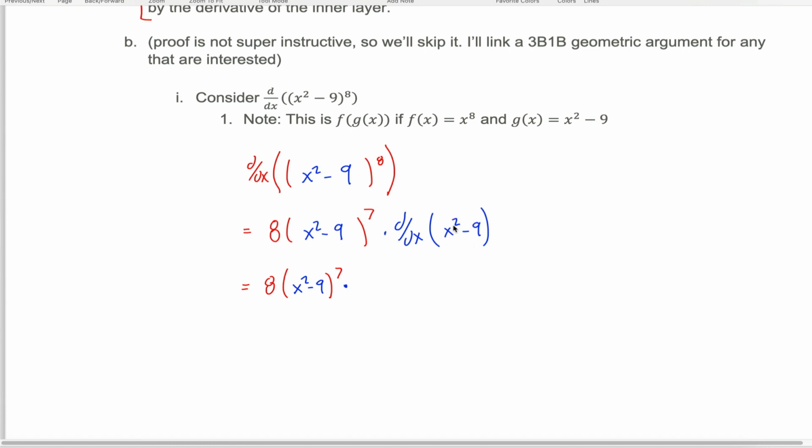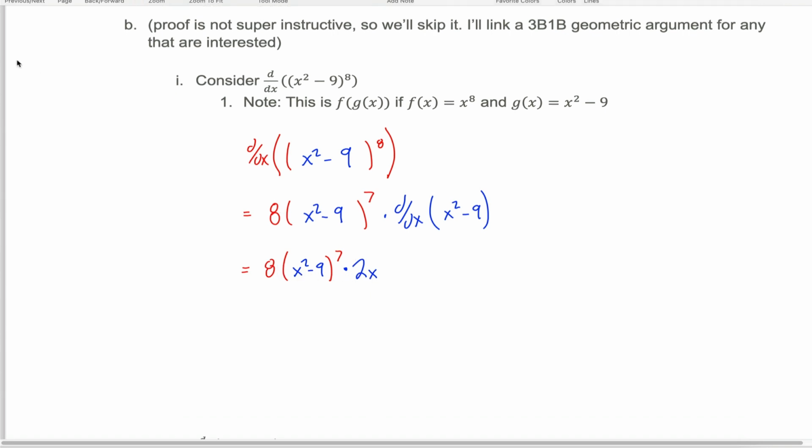The derivative of x squared is 2x. The derivative of negative 9, because it's a constant, is just 0. So the derivative of x squared minus 9 is just 2x. So I can replace this expression with just a 2x. I'm done with the d over dx's. I'm done with the calculus. I have something that's equivalent to my final answer.